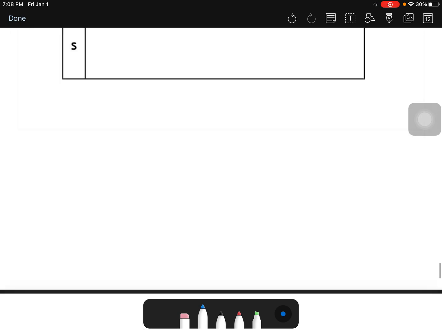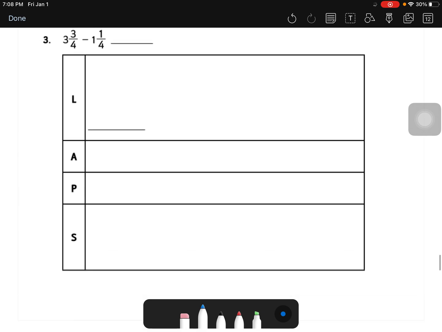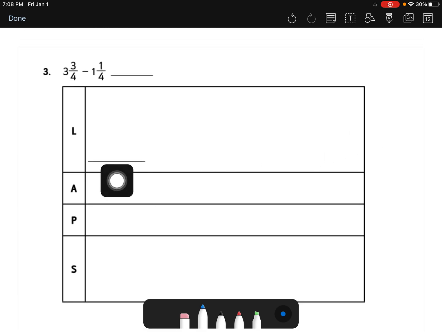Okay, I think we're getting close to the end here. Oh, I got a word problem there at the end. Okay, so in this one, we look, we see subtraction. We don't need to alter. So let's perform the subtraction.